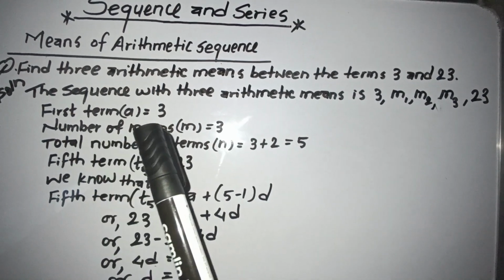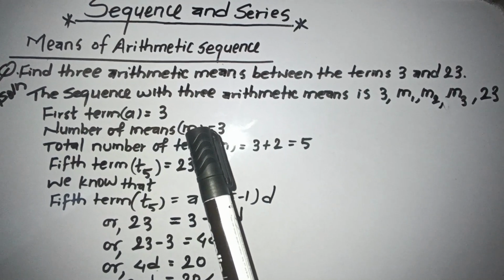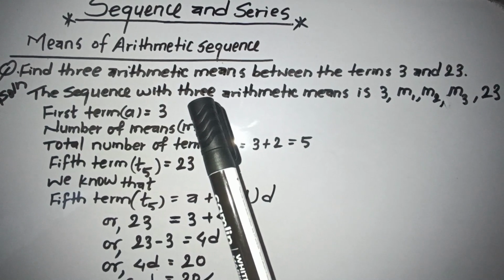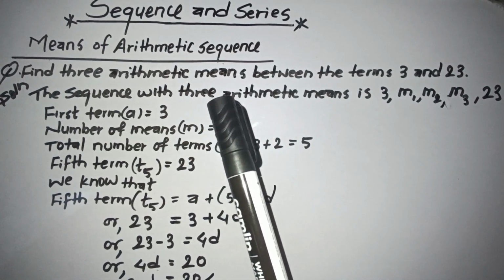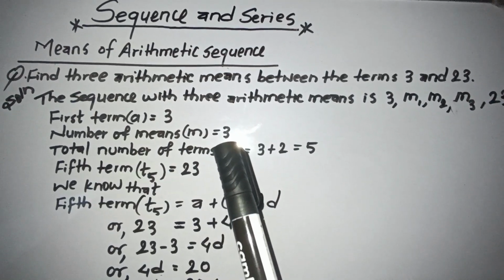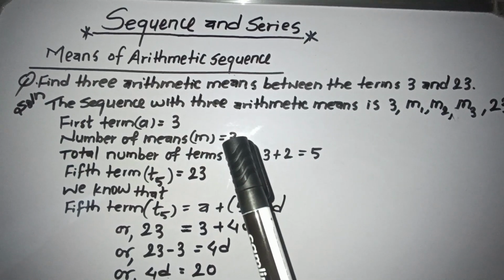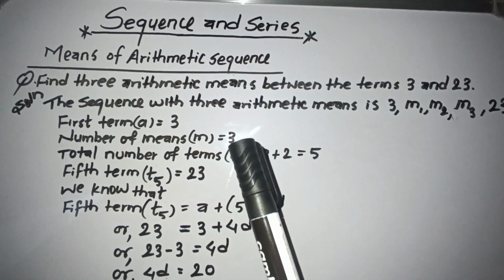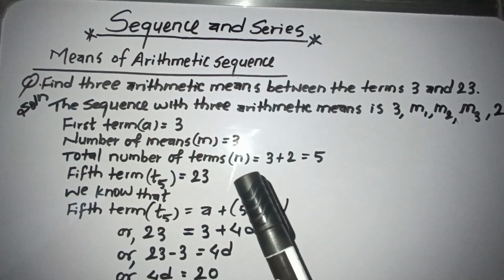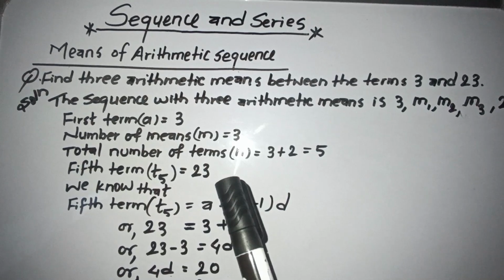Here the first term a equals 3, and the number of means m equals 3, because in the question we need to calculate three arithmetic means between 3 and 23. The total number of terms is 3 plus 2 equals 5, where 3 is the number of means, and we are already given two terms, 3 and 23, so 5 terms in total. Then the fifth term T5 equals 23.